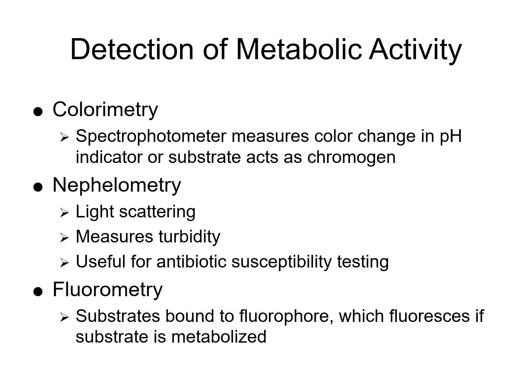Now, the detection of metabolic activity for various systems like this, because you do have some of the manual systems, semi-automated and automated systems. So what it's looking for is the change in that metabolic activity, and so it's trying to measure it in different ways. One of the ways would be colorimetric, where it's looking for that color change in a pH indicator or some sort of substrate that's going to act as a chromogen, and then it's going to detect it via spectrophotometry.